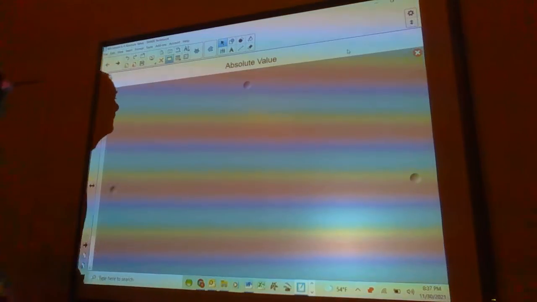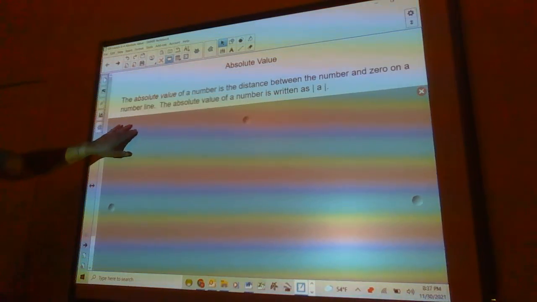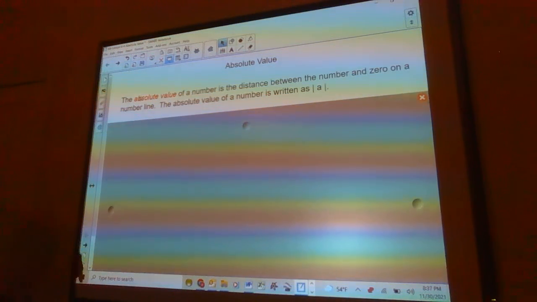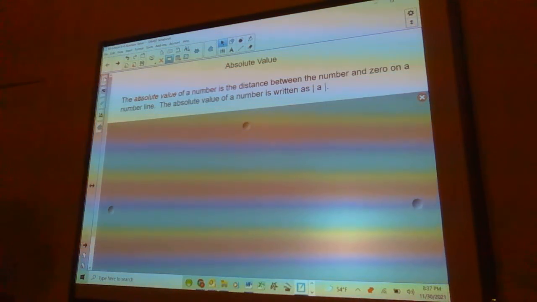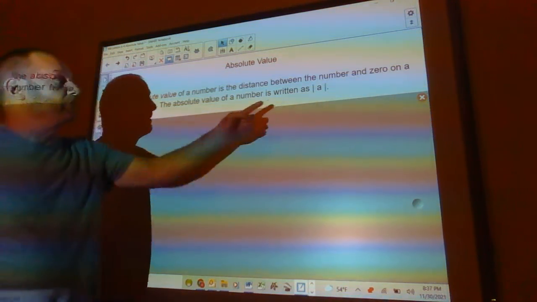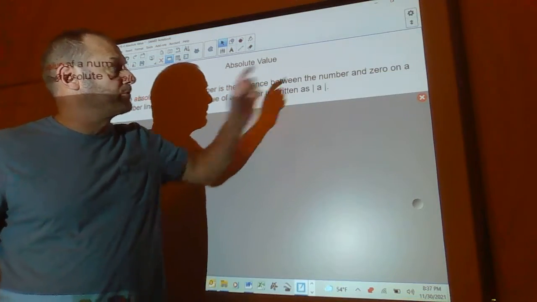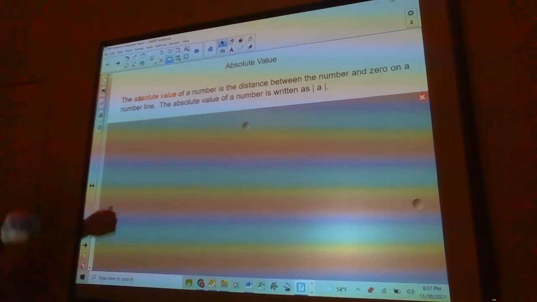Alrighty, today we are going to talk about absolute value. The absolute value of a number is the distance between the number and zero on a number line. The absolute value of a number is written just like this: you have two bars with the number in between them.